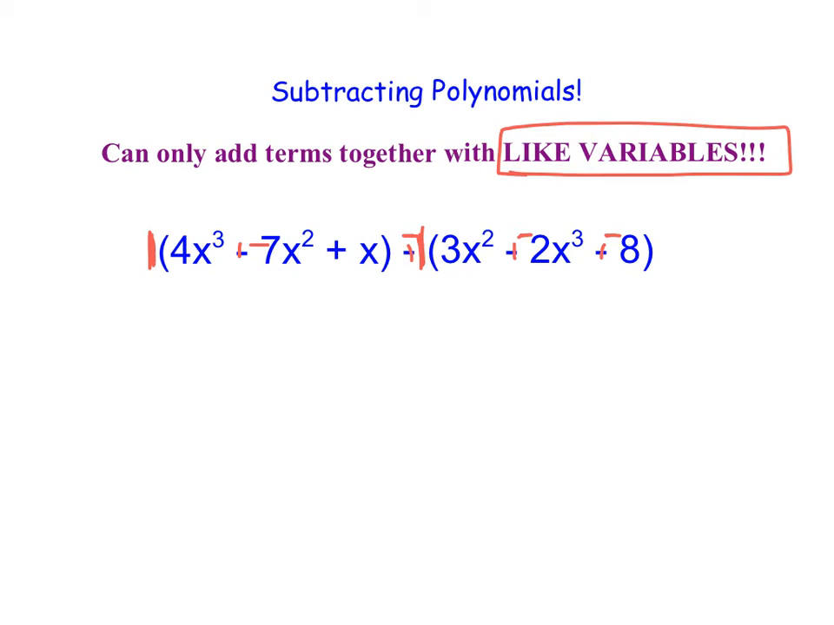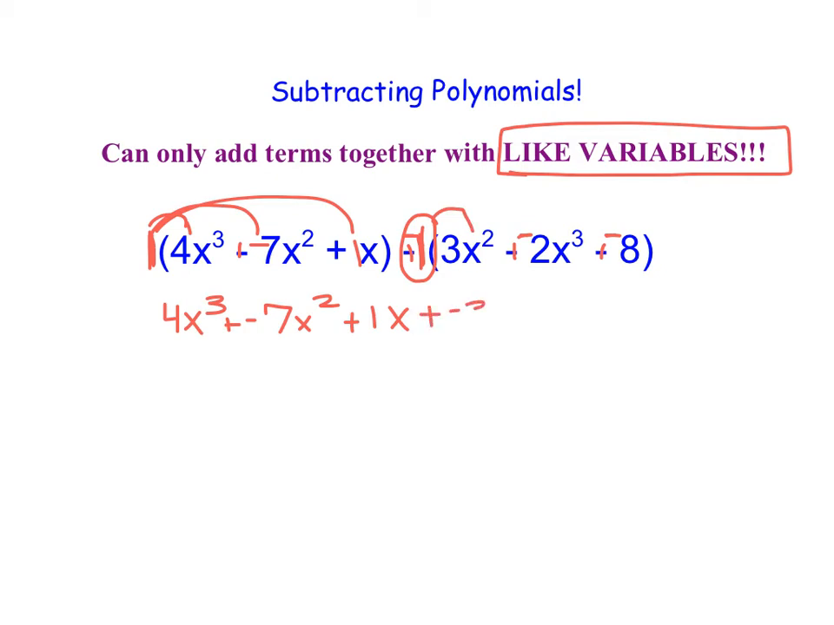So here I look, and my first distribution is just distributing a 1, so I have 4x cubed plus a negative 7x squared plus 1x. And then I notice that as a result of using keep, change, change, this second set of parentheses, I'm really distributing a negative 1. So negative 1 times 3x squared is a negative 3x squared. Negative 1 times negative 2x cubed is a negative times a negative, so a positive 2x cubed. And then a negative 1 times negative 8 is a positive 8.